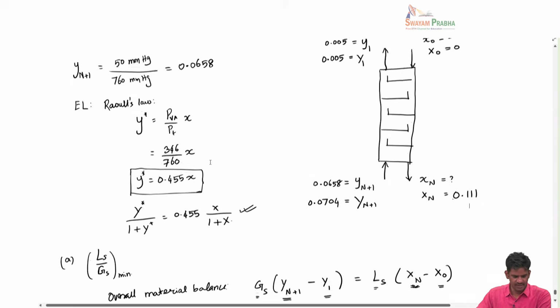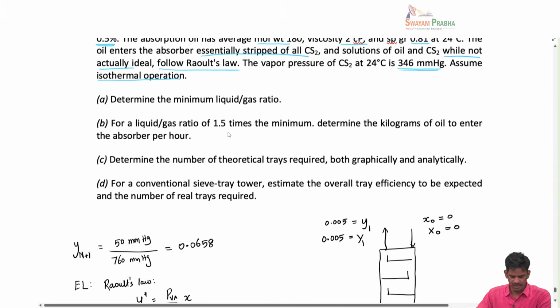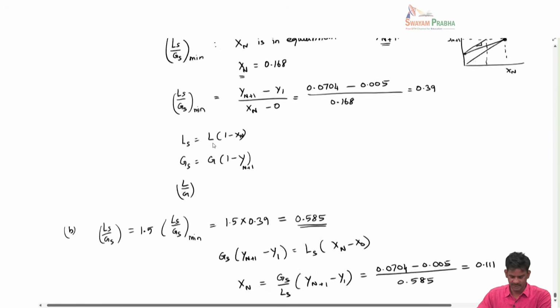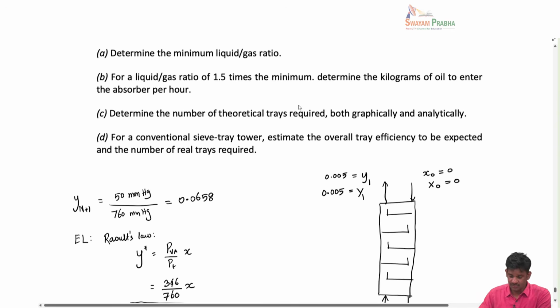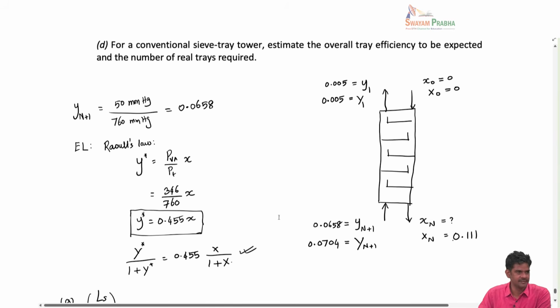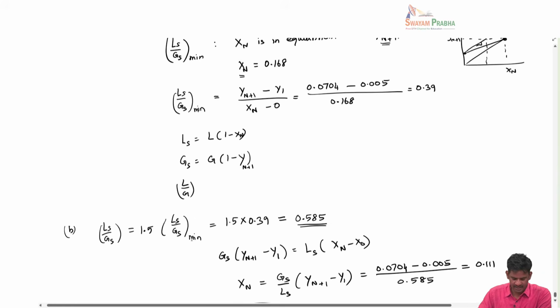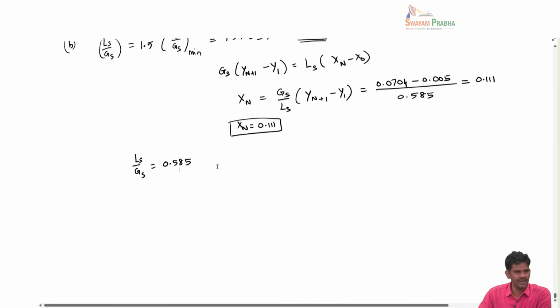So question B is to determine the kilogram of oil to enter the absorber per hour. So we have got LS by GS as 0.585, but we want to calculate this in terms of how much liquid is used, in kilograms of liquid to enter the absorber per hour. So that means we have to find out the gas flow rate. If I multiply the gas flow rate with this ratio, I will know the liquid flow rate in moles, and then I can convert into kilograms.